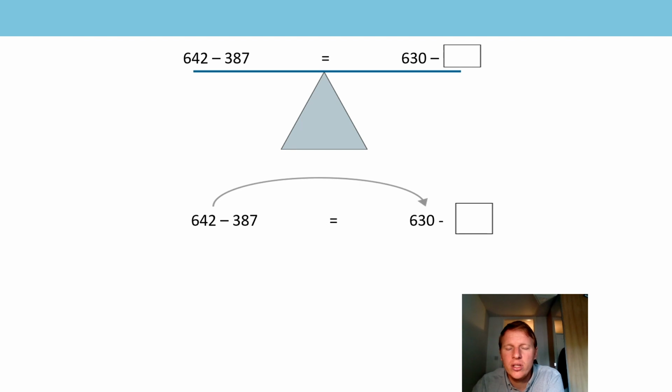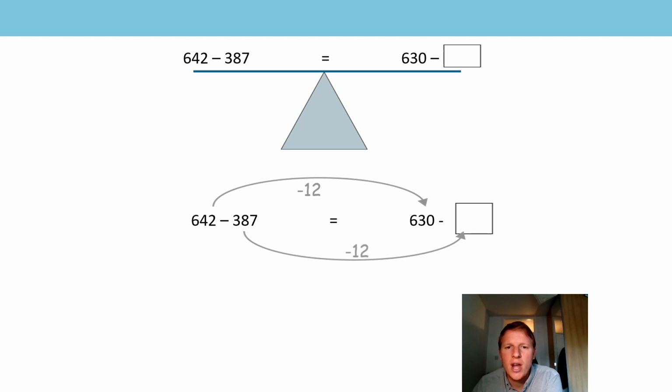I can see we know both our minuends. Has our minuend increased or decreased in size? It's decreased in size, and it's decreased by 12. So that means if I subtract 12 from my minuend, I need to also subtract 12 from my subtrahend.